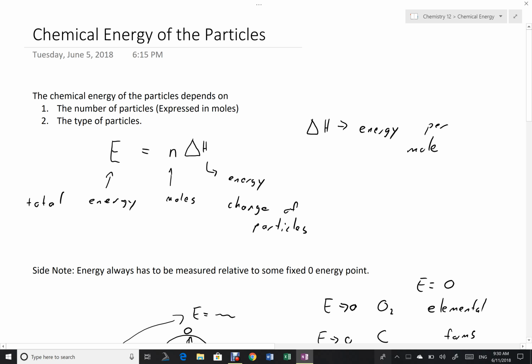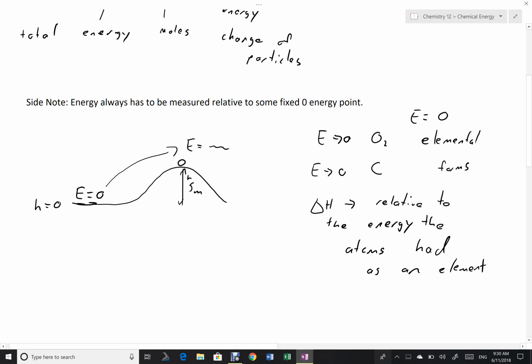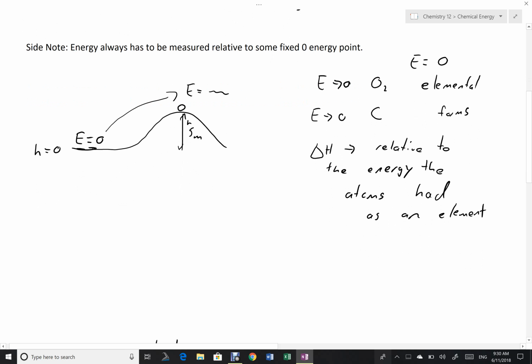So energy total depends on how much we have plus the actual change associated. We do both in terms of the mole, so how many moles we have, and then the energy change per mole. We need a reference point. The reference point we're going to use over and over again is going to be the elemental forms. That's the standard for chemical reactions.